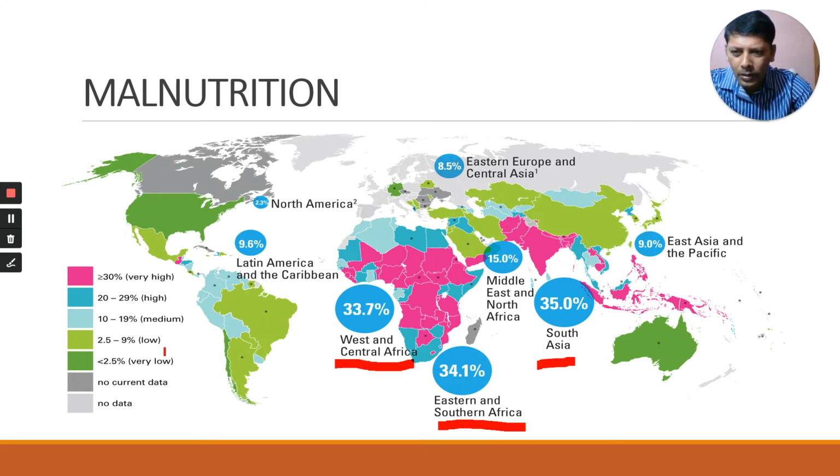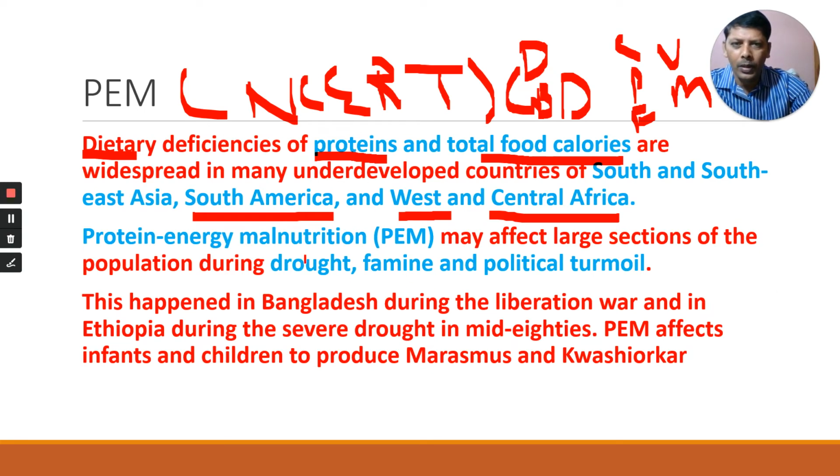Malnutrition is also there in the South American continent. In the African continent it is more, and in the Asian continent, especially in South Asia, it is very high. You can observe it in Pakistan, in India, and in other parts here. This malnutrition problem is very common in these countries.